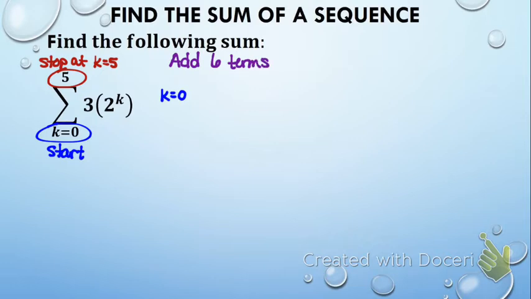So k equals 0. What else are we going to need? 1, 2, 3, 4, and 5. All right, I'd like you guys to find these terms by substituting in and then add them all together.